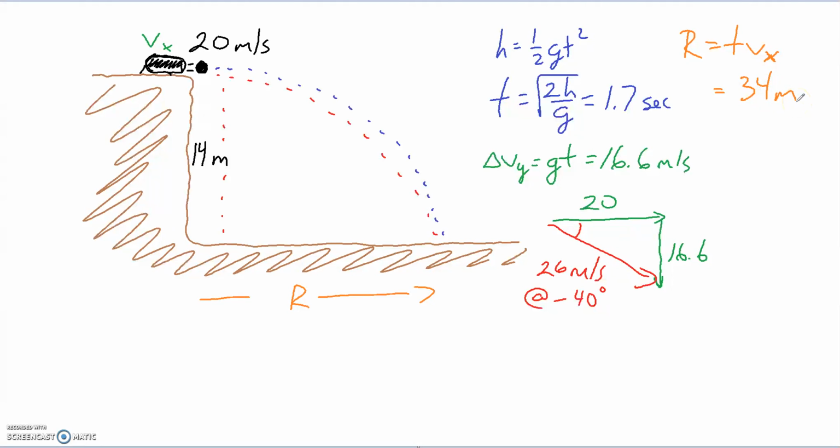So we've got the time, we've got the final velocity, and we've got the range, which would be all the things you would usually find in a question like this.